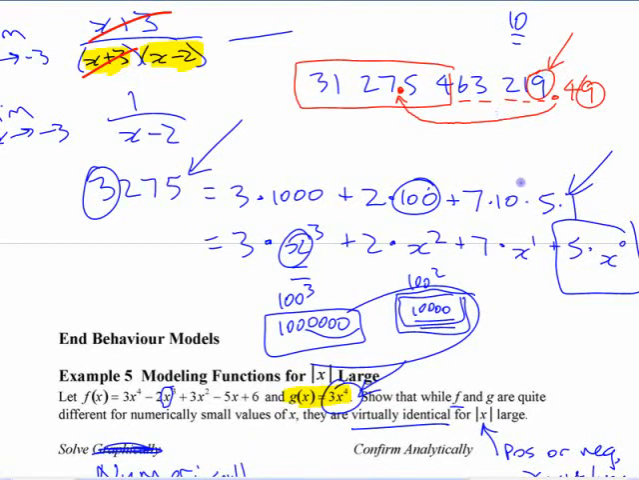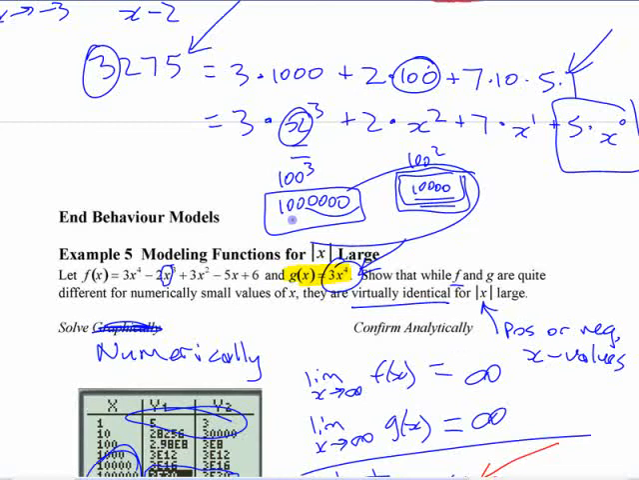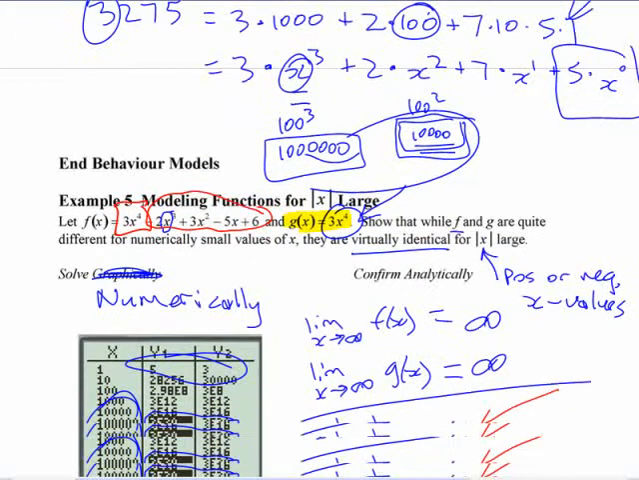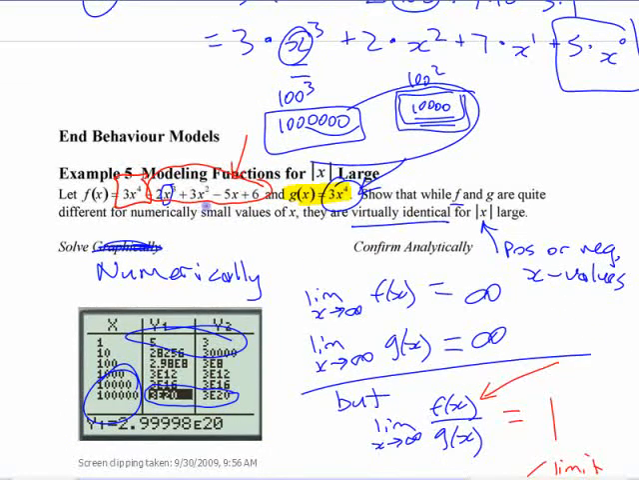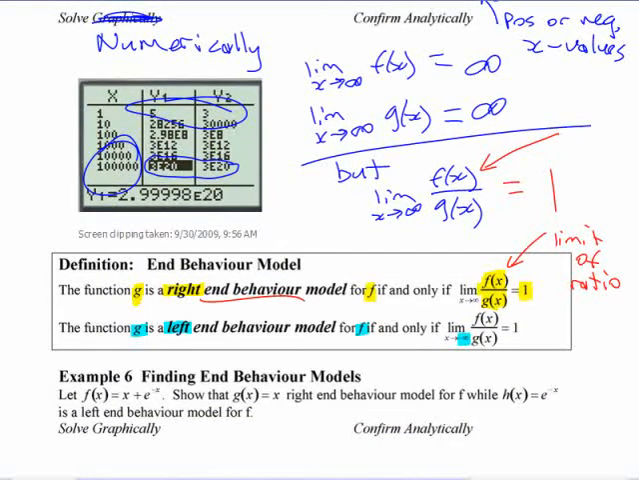As you get bigger and bigger values, the smaller terms become less significant, and this is the dominant term. So as you make x approach infinity, they're identical, because these are so insignificant. It's hard to comprehend letting x approach infinity, but the leading terms behave the same way. That's what an end behavior model is.